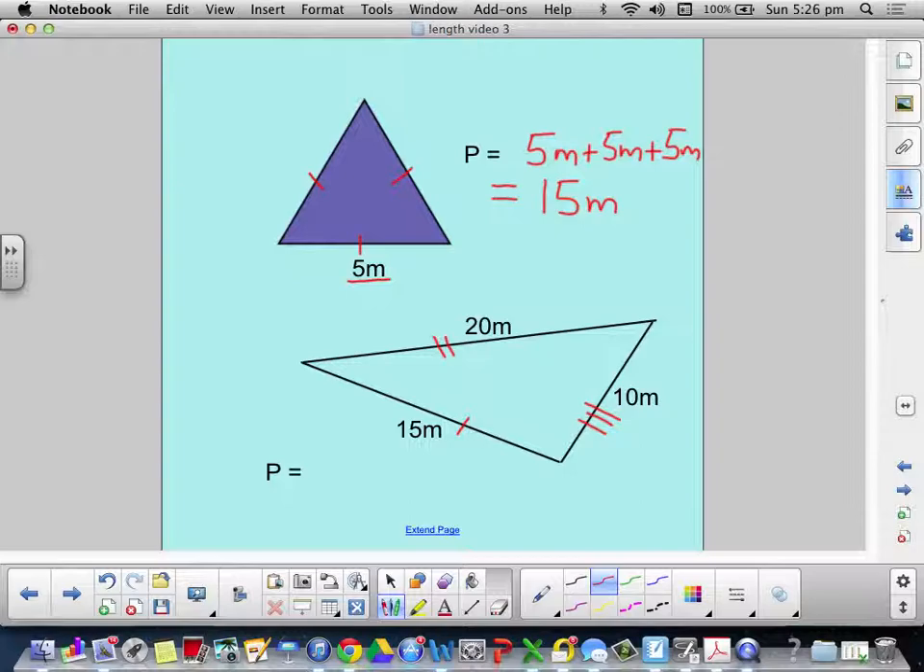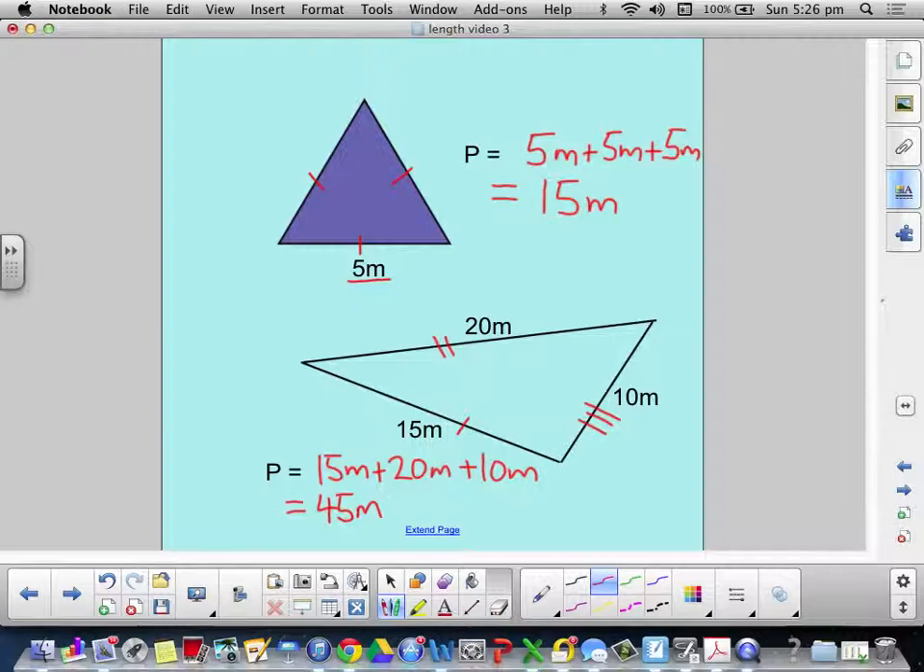15 metres plus 20 metres plus 10 metres. Well, what's that going to give us? You do the math, as they say. Well, I get 45 metres. What did you get? Hopefully you got the same answer. Okay, that's the perimeter of that triangle there.